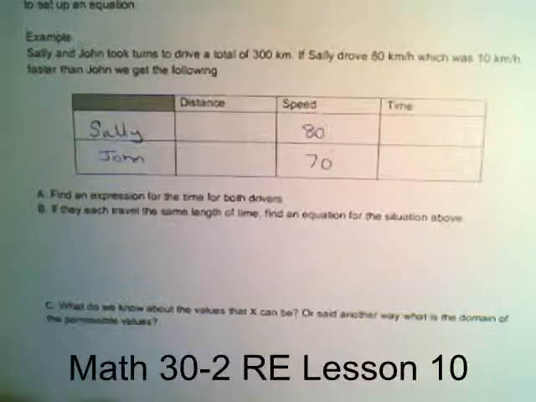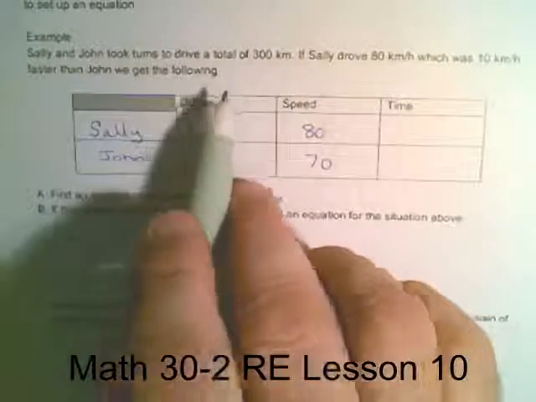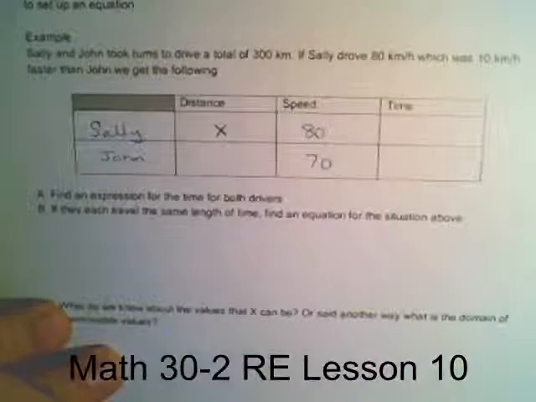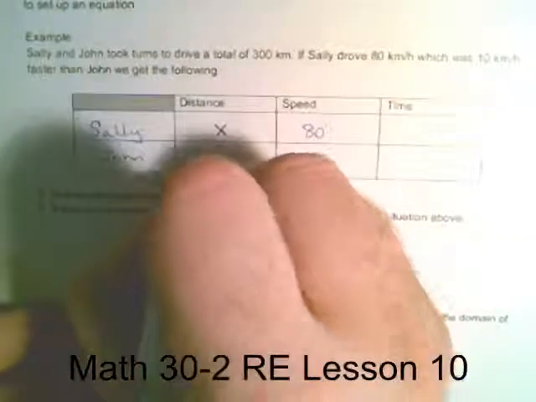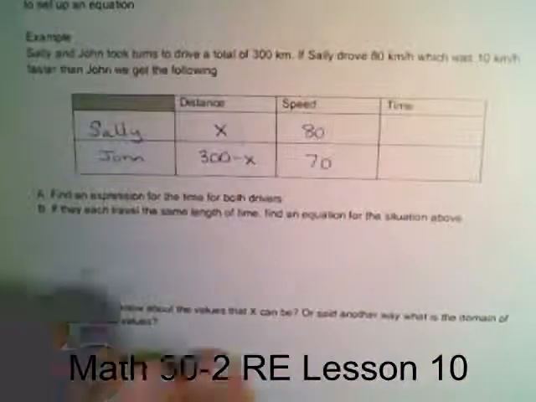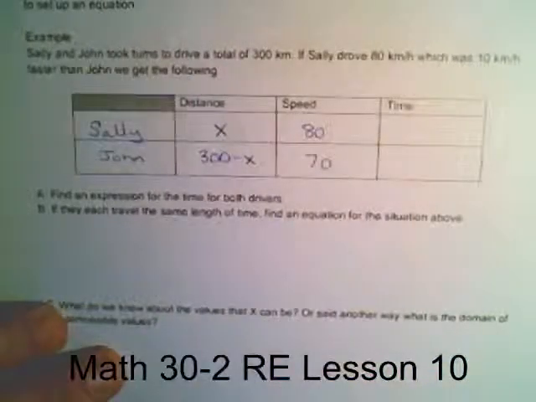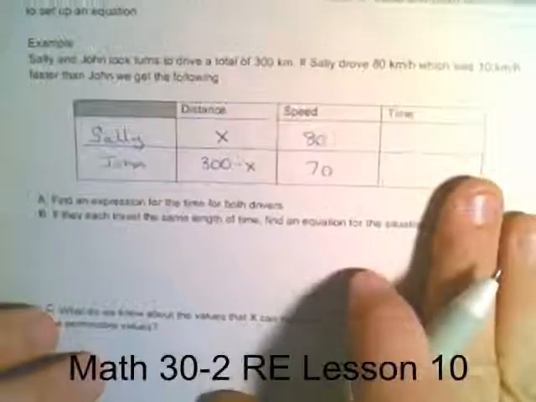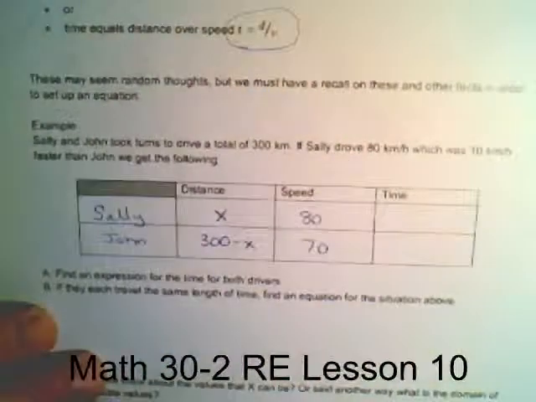I'm looking at this because I think there's a flaw in this question. Sally and John took turns to drive a total of 300 kilometers. So this is x. Nope, never mind. Because I don't know how far Sally went. So I look at x, I say I don't know how far Sally went. John drove 300 minus x. Whatever the difference was. 300 minus however far Sally drove is how far John drove.